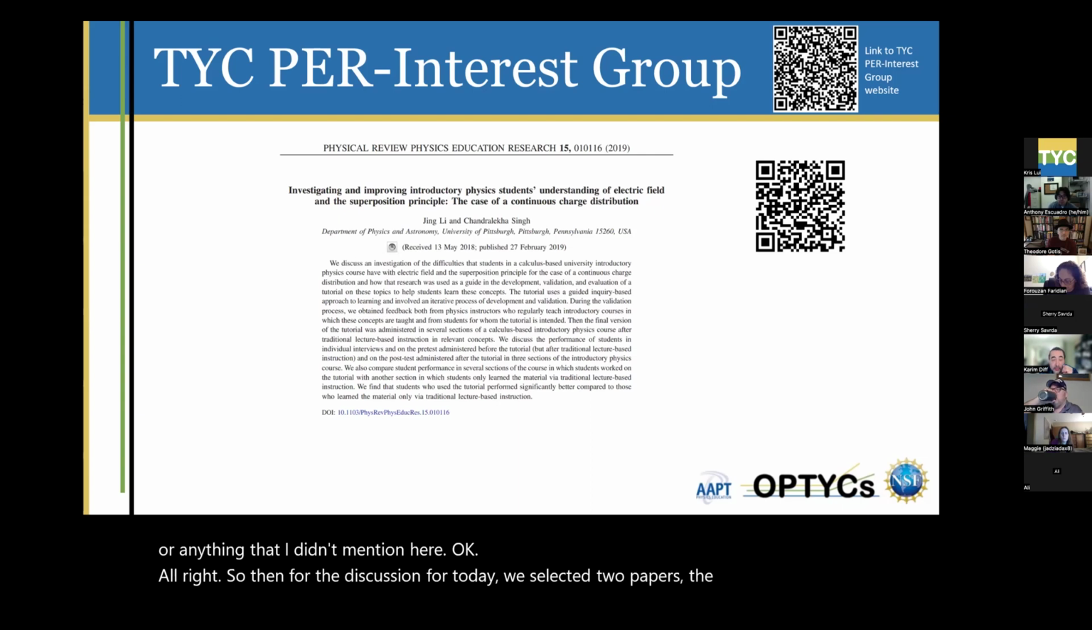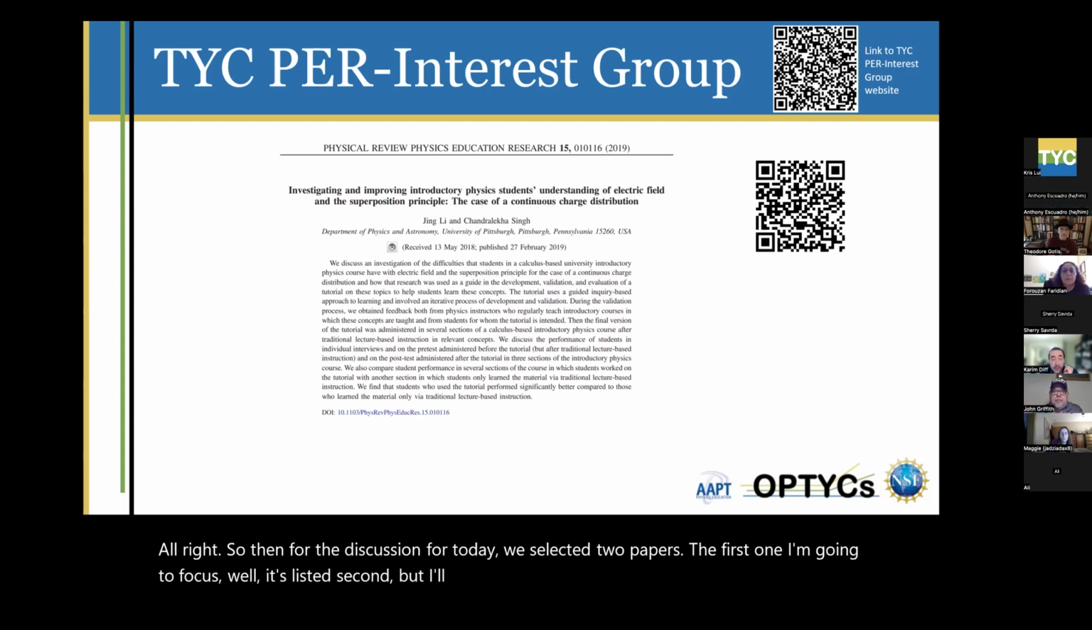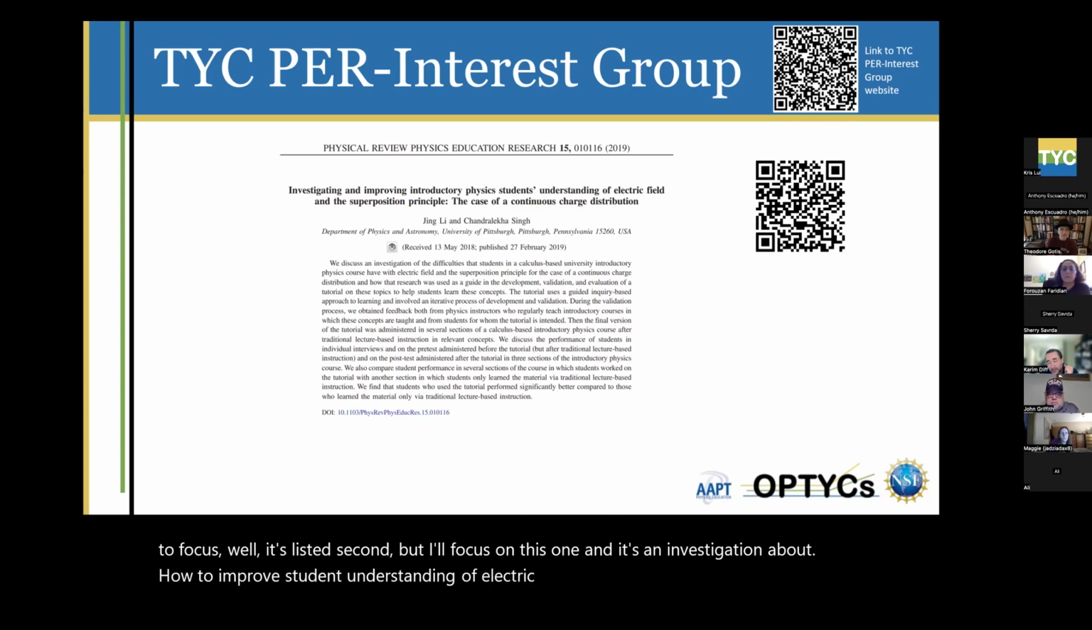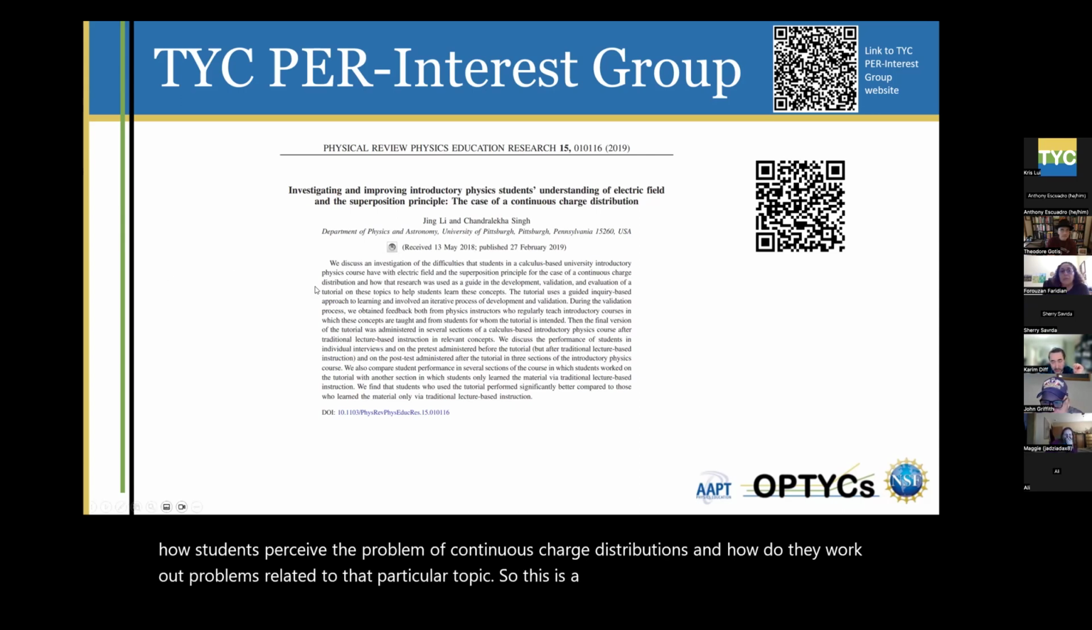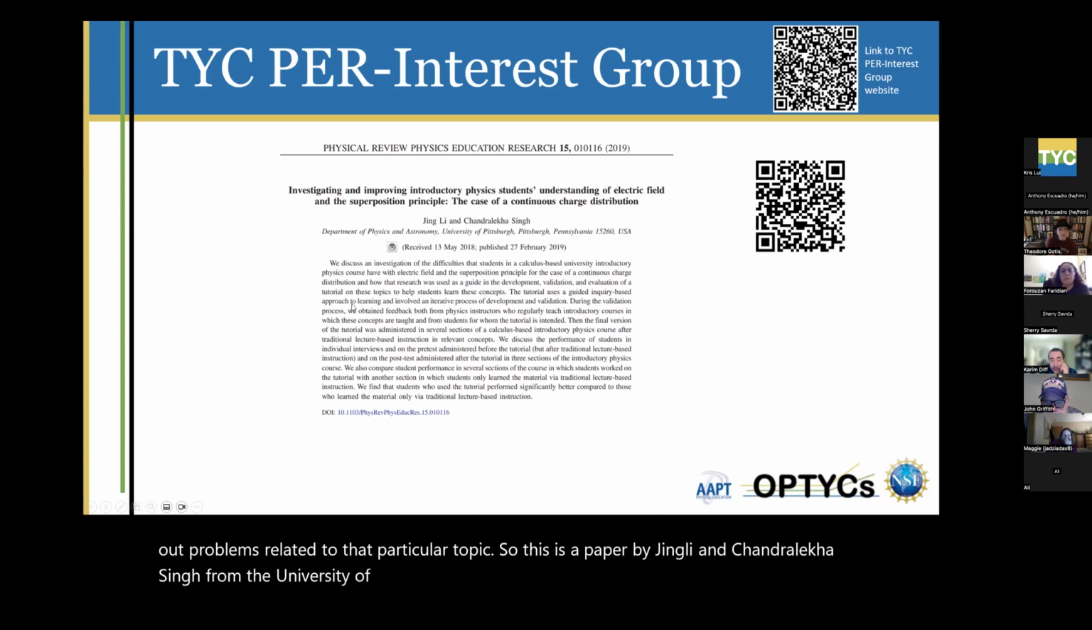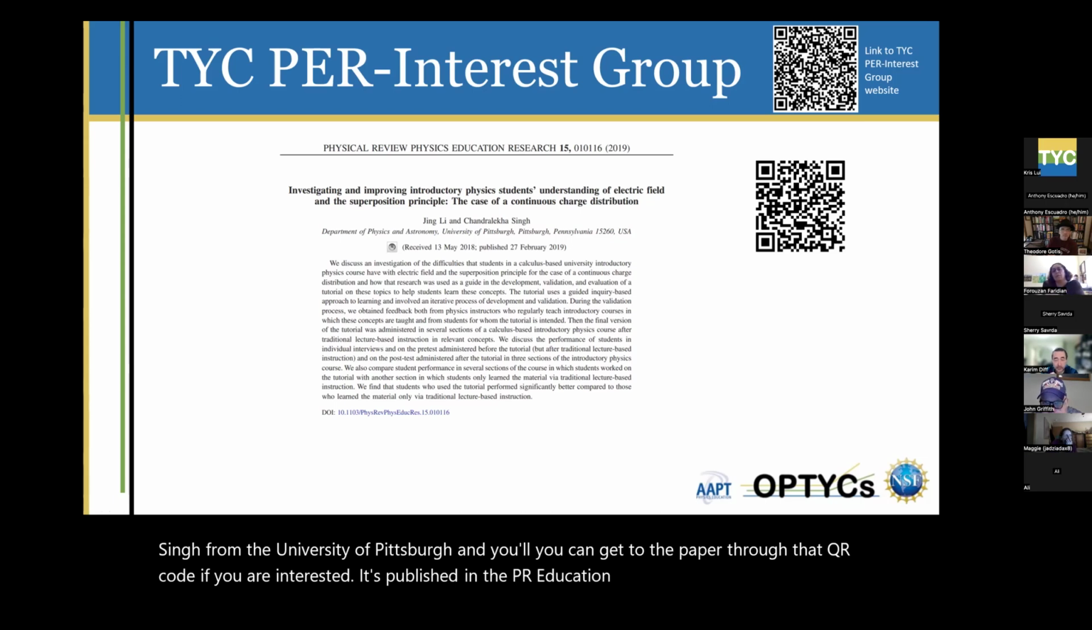The first one I'm going to focus on, well, it's listed second, but I'll focus on this one. It's an investigation about how to improve student understanding of electric field. Specifically, they're interested in how students perceive the problem of continuous charge distributions and how they work out problems related to that particular topic. This is a paper by Jing Li and Chandralekha Singh from the University of Pittsburgh. You can get to the paper through that QR code if you are interested. It's published in Physical Review Physics Education Research.